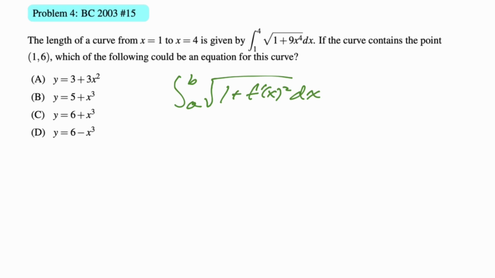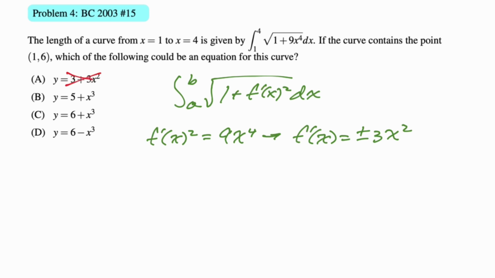So looking at it and just comparing, we can see that f prime squared is 9x to the fourth, which means F prime is either positive or negative 3x squared. So we have to decide between them. But again, we already could have bumped out C and D. So at this point, we know the answer is basically B because we have to integrate this thing. But let's play it through.